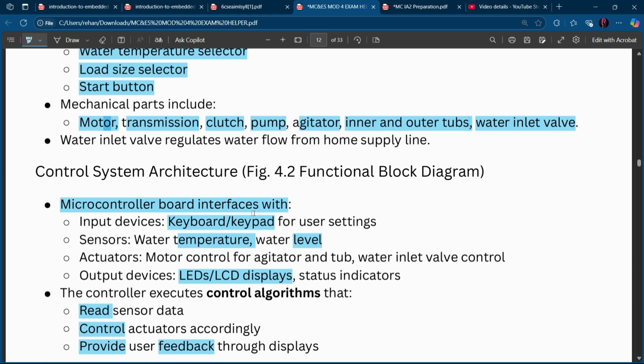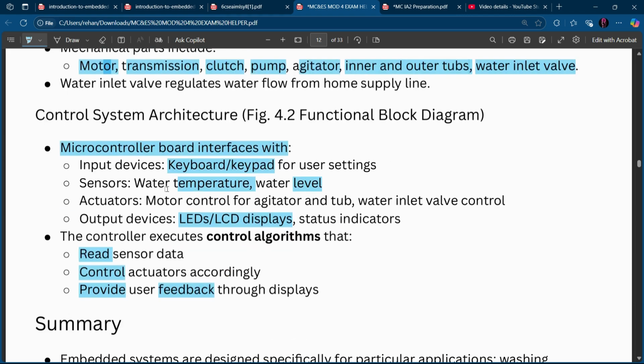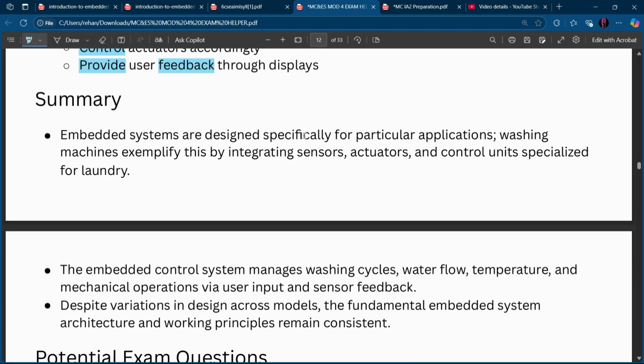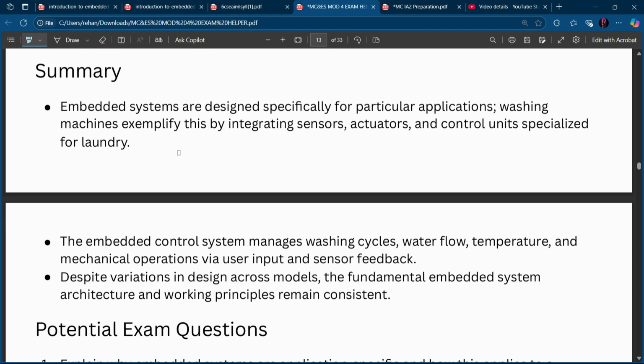For the control system architecture, you have to draw a diagram and talk about the microcontroller board interfacing with input devices, that is the keyboard or keypad, sometimes sensors such as water temperature, water level, or door, and actuators: motor control for agitator and tub, water inlet valve control, and sometimes outlet valve as well. Output devices are LEDs or LCD displays, for understanding how much time is left. The controller executes a control algorithm that reads the sensor data, controls the actuators accordingly, and provides user feedback through the display. This is just a summary; you can read it once. If you want, I can read it for you. You can skip it if you don't want to listen.